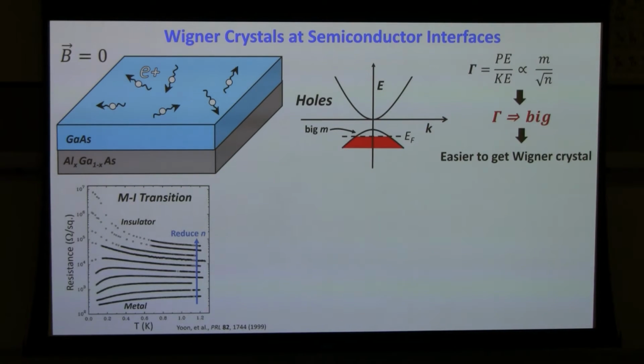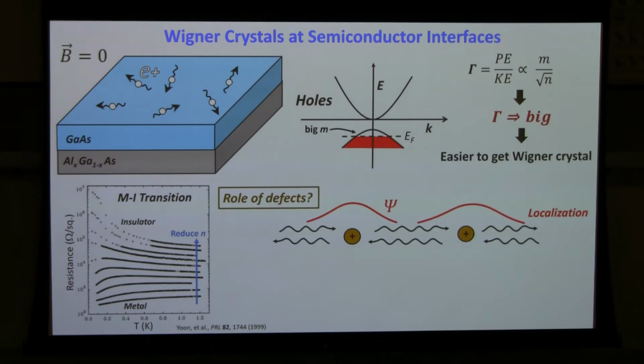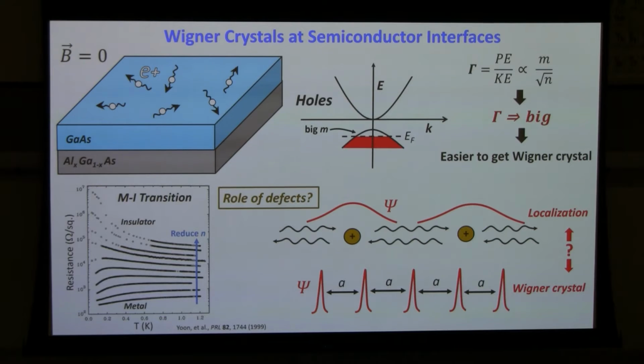But a problem with this kind of measurement is that there are other things that can give you a metal insulator transition. For example, if you have defects, like these circles with the little plus that represents defects, the electrons can bounce off the defects, and that can create localization. And localization can also give you a metal insulator transition. And so it's hard to know from simply doing a resistance measurement if your electrons are doing Anderson localization or whether you have a Wigner crystal.